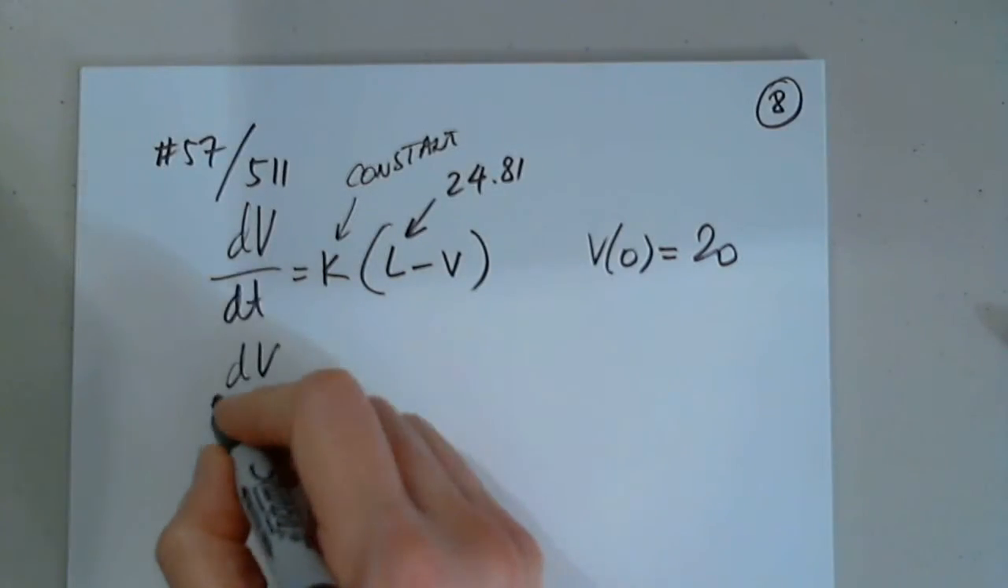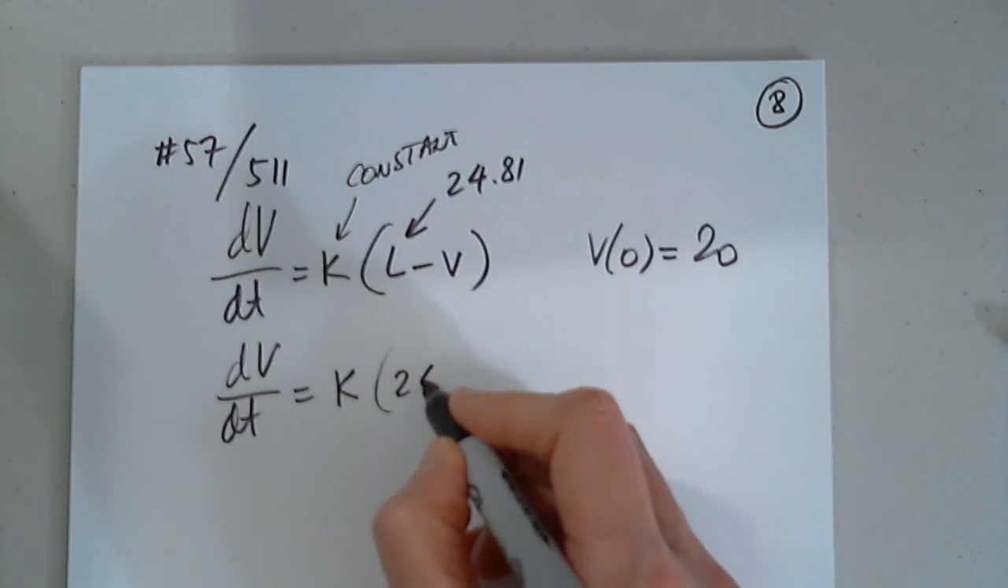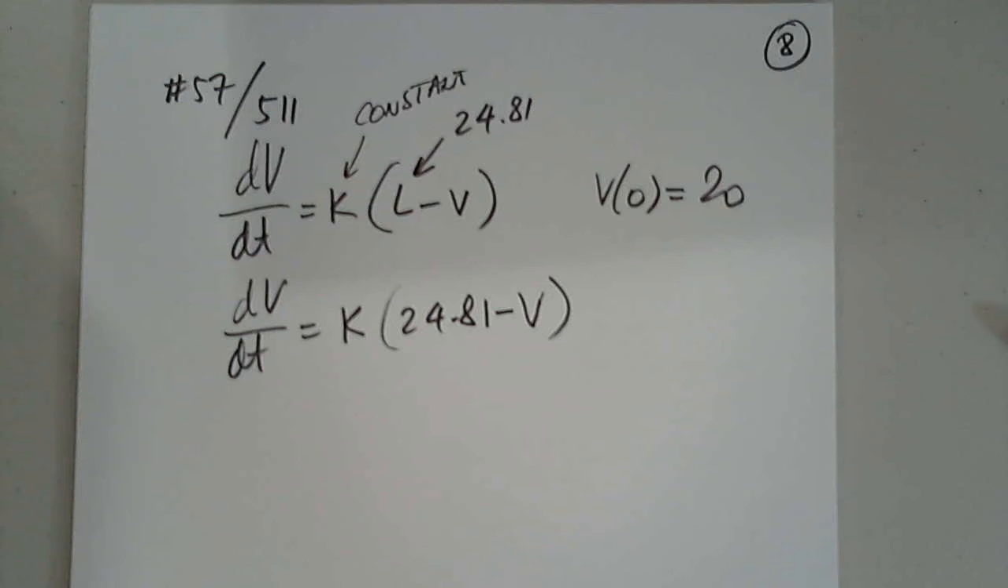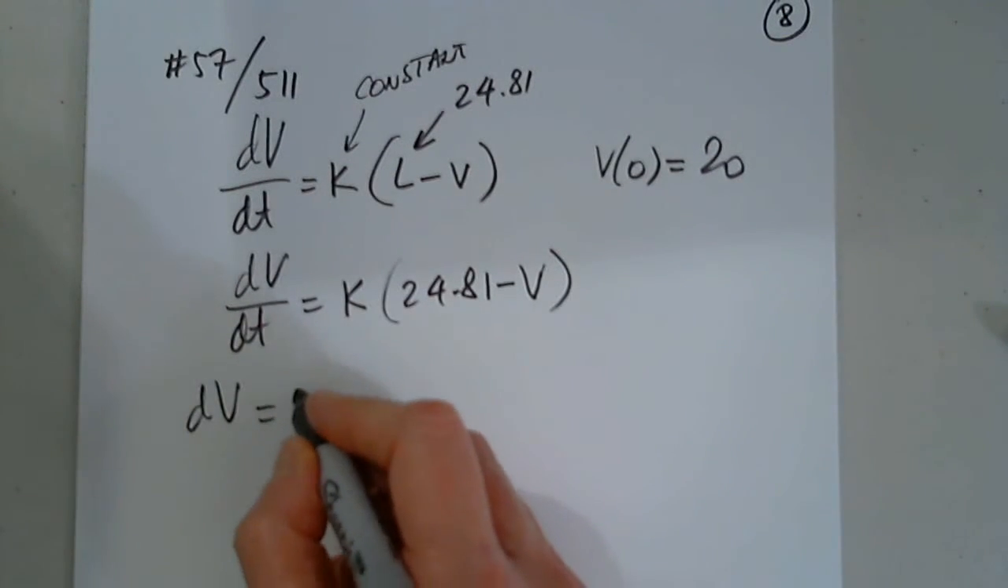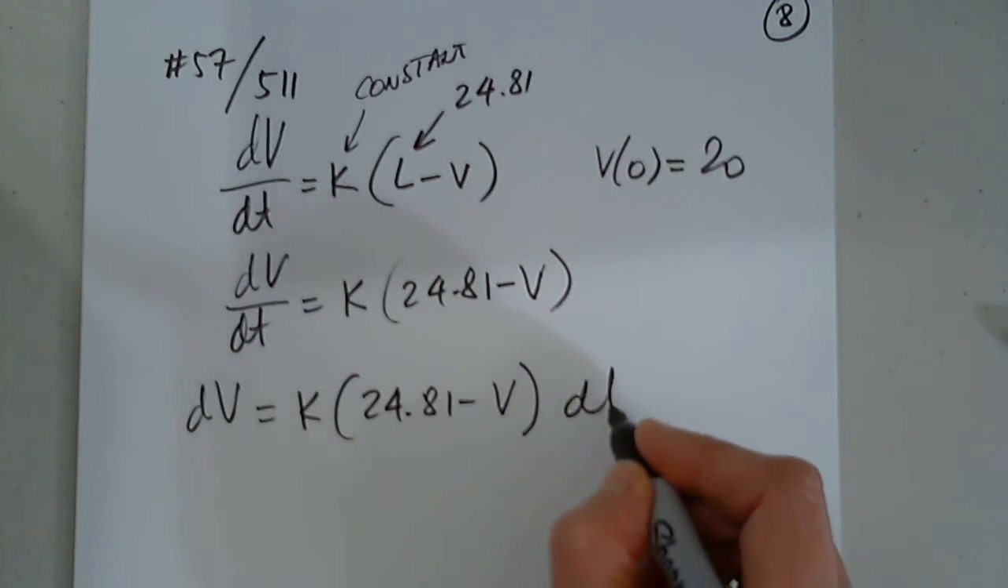So I have dv over dt, which is k. I have to replace 24.81 minus v. How do we proceed? What is this first step towards solving this differential equation? In order to be able to integrate, dt has to be on one side, dv on the other, right? So we're going to multiply by dt first. So dv equals k, 24.81 minus v times dt.